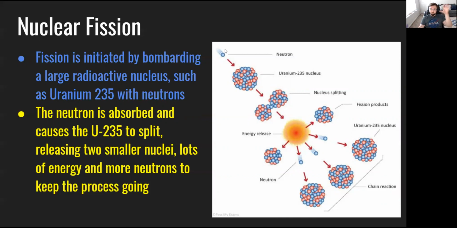So I started off with big uranium, and now I have 2 smaller ones. Now remember, they're not going to be uranium anymore. They will be 2 smaller elements. They will be different elements. So you split uranium into 2 different elements.